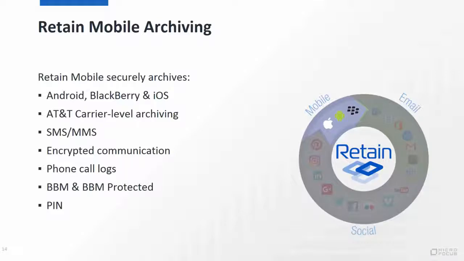Now we have one other way of archiving that is new for us. It's released recently or about to be released, and that is AT&T carrier level archiving. We have a new partnership with AT&T in which we can tie directly to their infrastructure and pull down text messages directly at the carrier level. So this is a great solution if you're using iOS, for example, where it's locked down and you can't get to the messages directly from the phone.